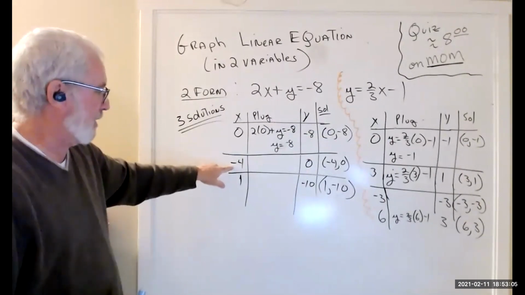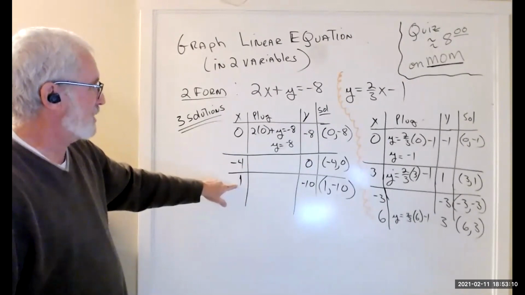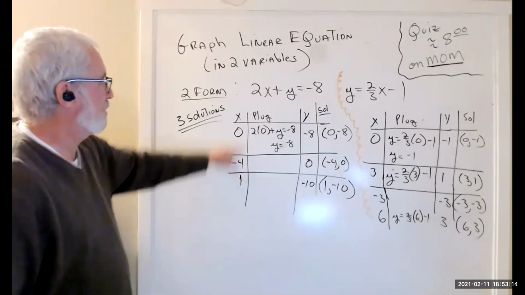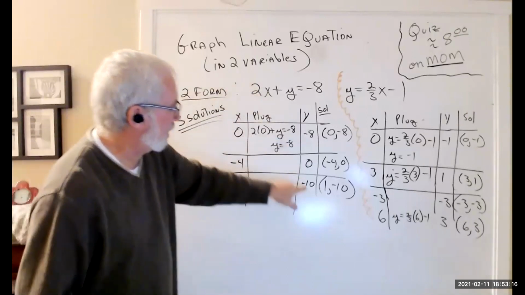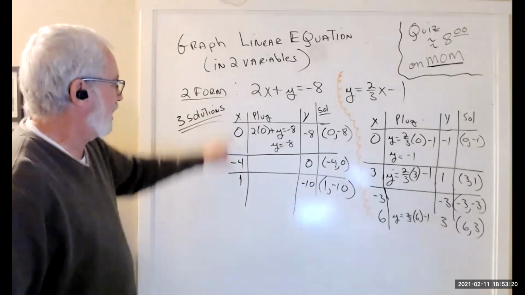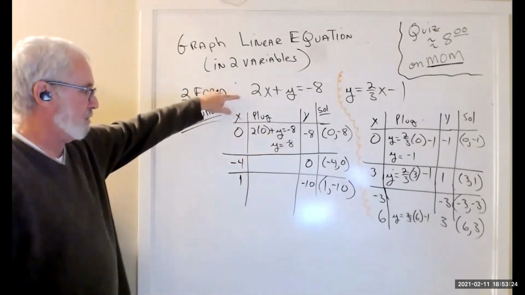I'll be happy to explain that. And then I just picked an arbitrary random number for X. I said, if X is 1, I plugged it in and got Y is -10. So I got those. Did anybody pick any different X or different Y for the first problem?